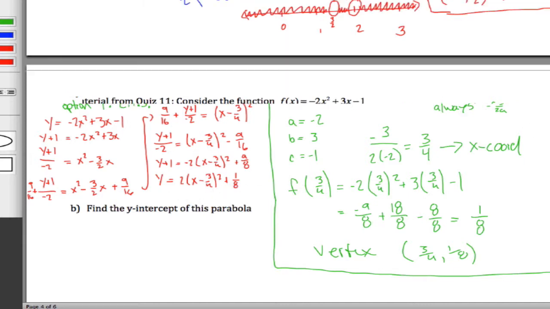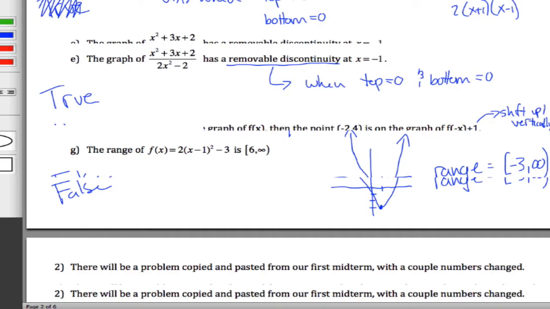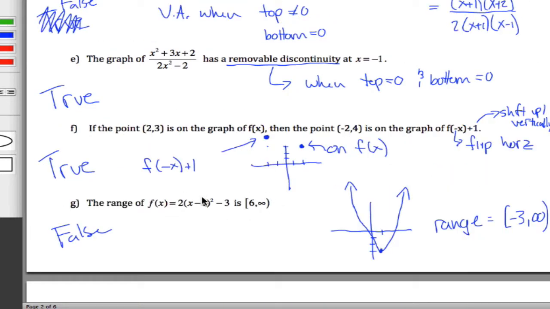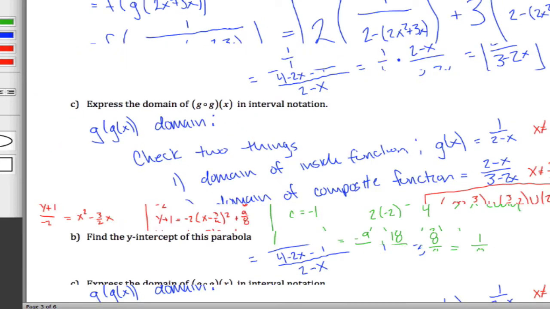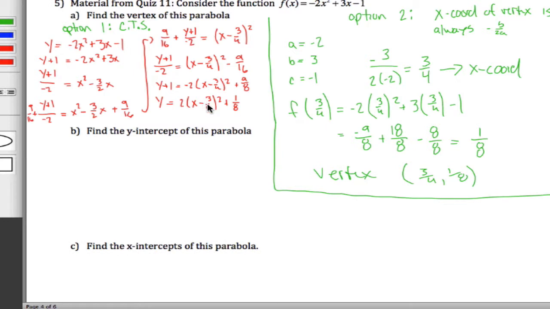This is a lot like this problem, where you can just look at this and tell the vertex is at positive 1, -3, because it shifted to the right 1 and down by 3. The same idea here. This is going to shift it to the right by 3/4 and up by 1/8. So the vertex would be at 3/4, 1/8.